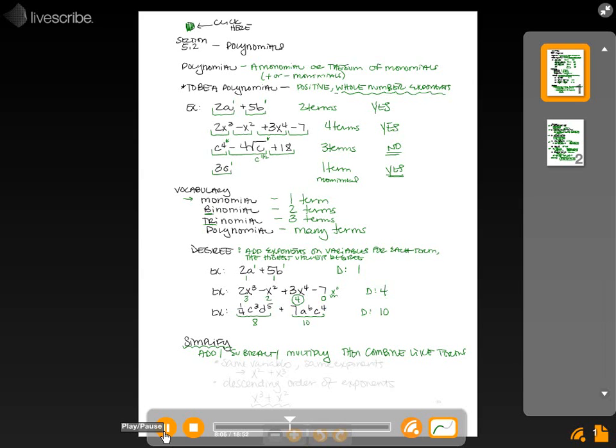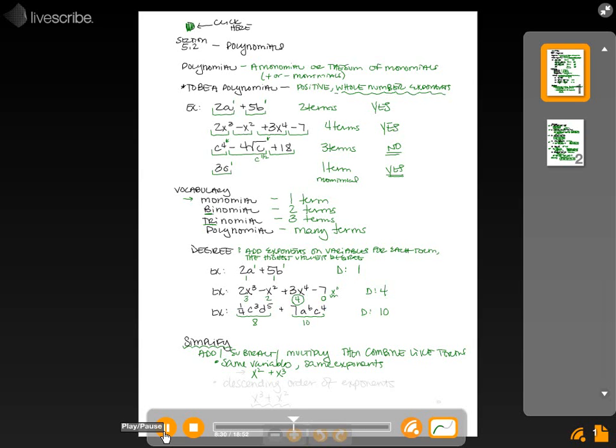Now, like terms, just in case we've forgotten, means that they have the same variables with the same exponents. That means that you can't combine an x squared plus an x cubed. Okay, they have to stay separate. While they have the same variables, they both have x, they have different exponents.